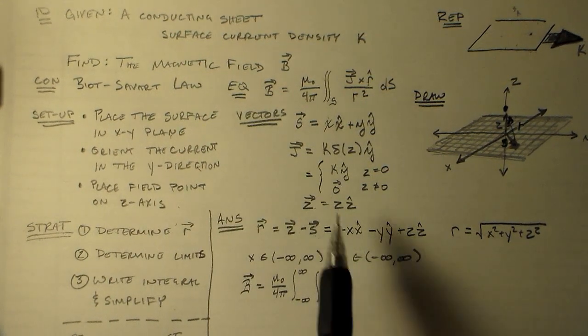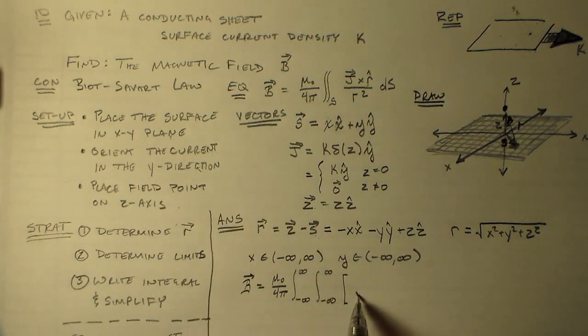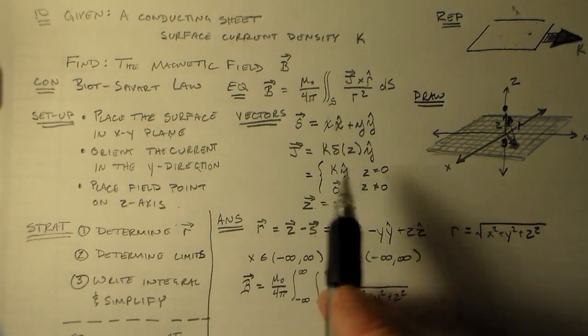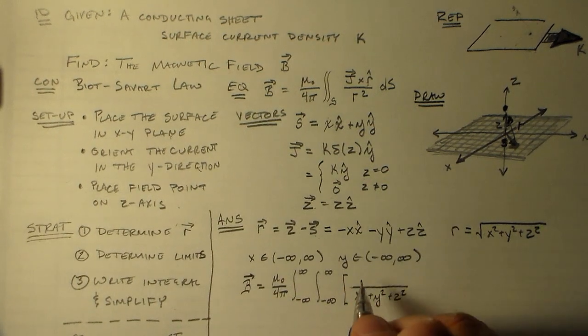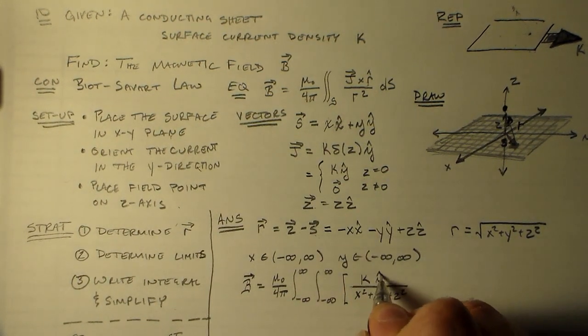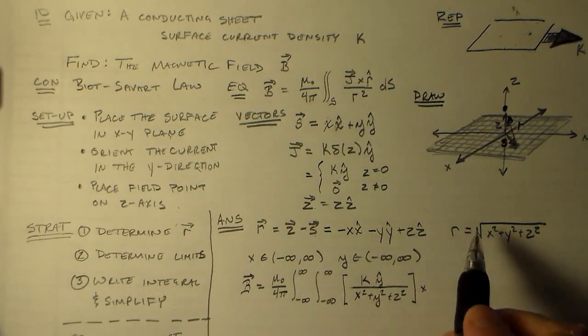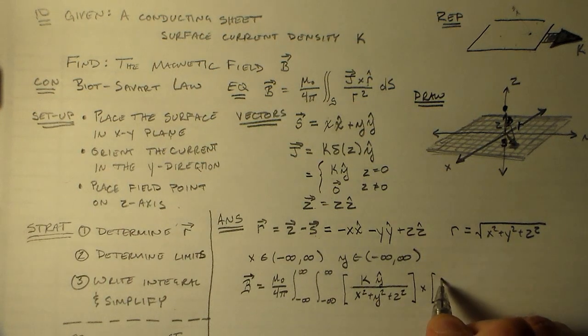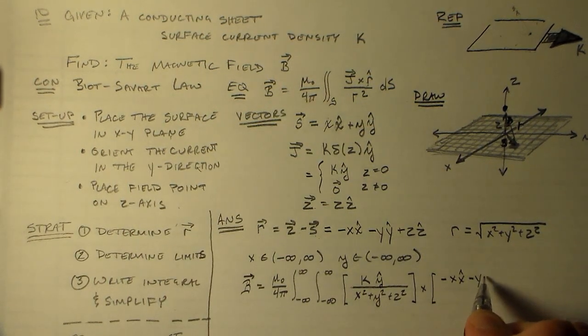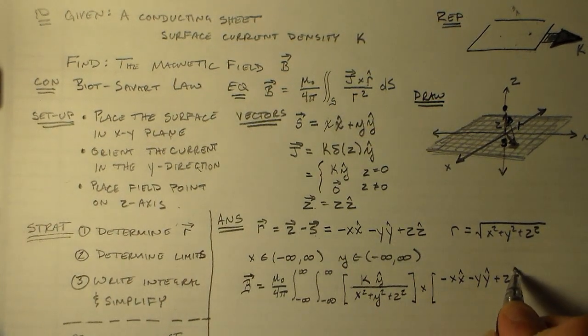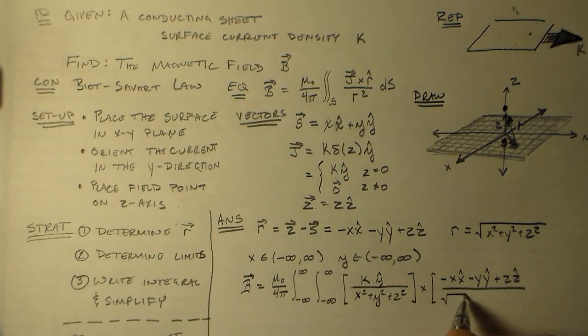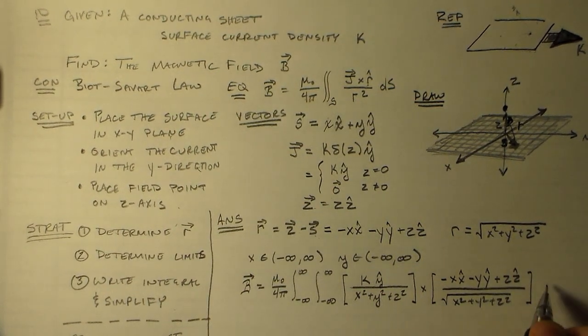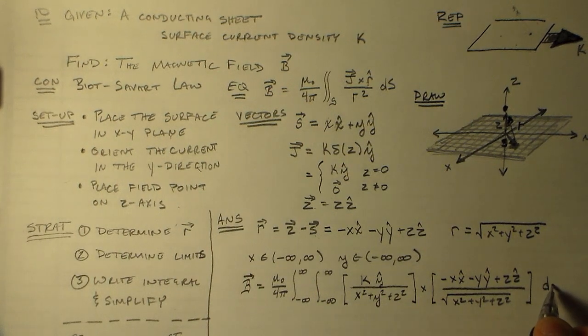Let's see. R squared is this thing squared, so that's x squared plus y squared plus z squared, all over... K, which at z equals 0 is K in the y hat direction. Okay, that's good. Cross this divided by that, which is minus x x hat minus y y hat plus z z hat. And then we have our square root of x squared plus y squared plus z squared, because Pythagoras was cool. And then whatever way we're going to integrate this, I said first x then y, so dx dy.